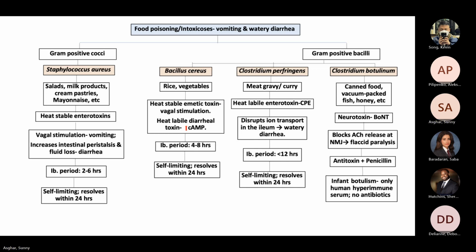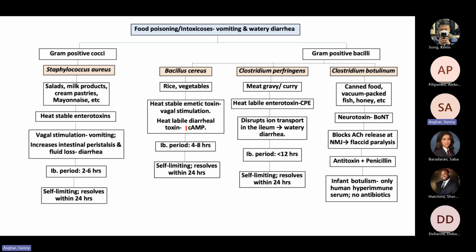However, the incubation period for staph is 2 to 6 hours, and it's self-limiting. So if they ask you a question about a person who has some type of pain but has been having diarrhea, and it's self-resolved, most likely your agent is going to be Staphylococcus.